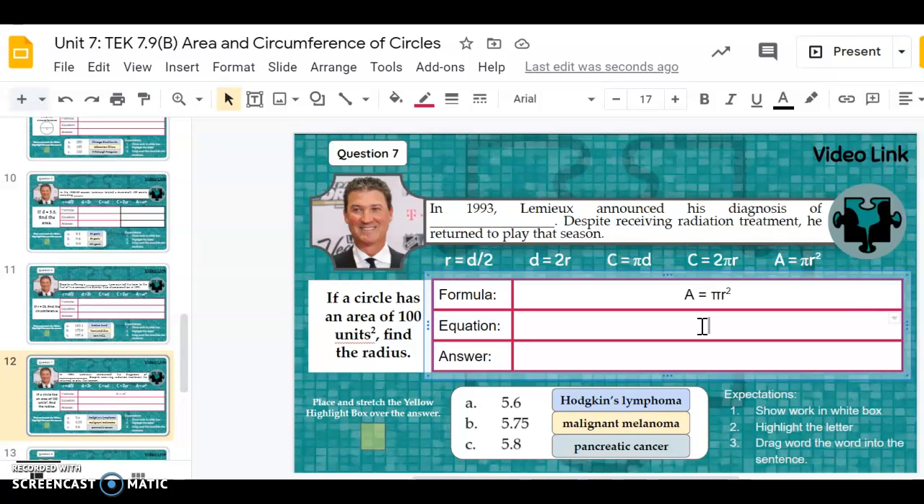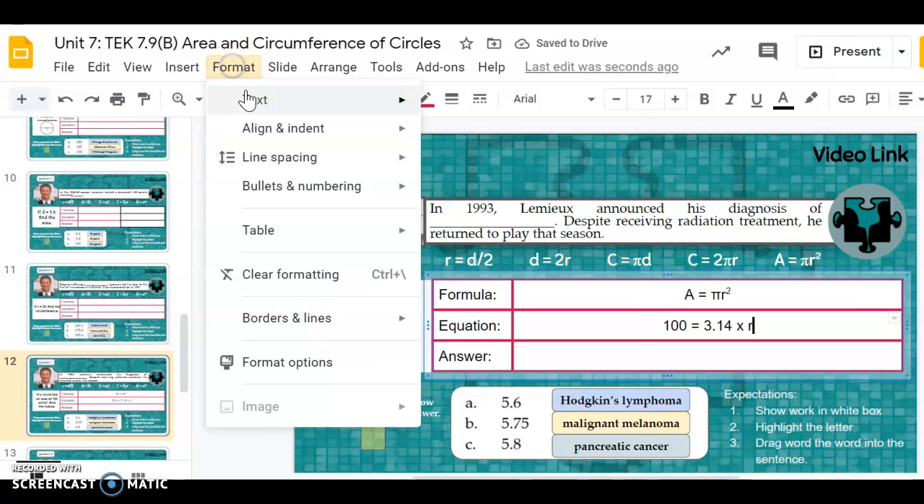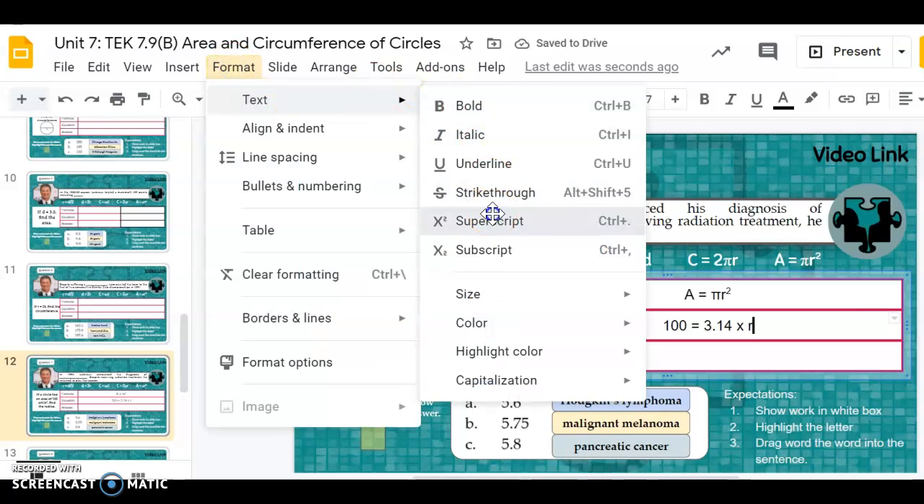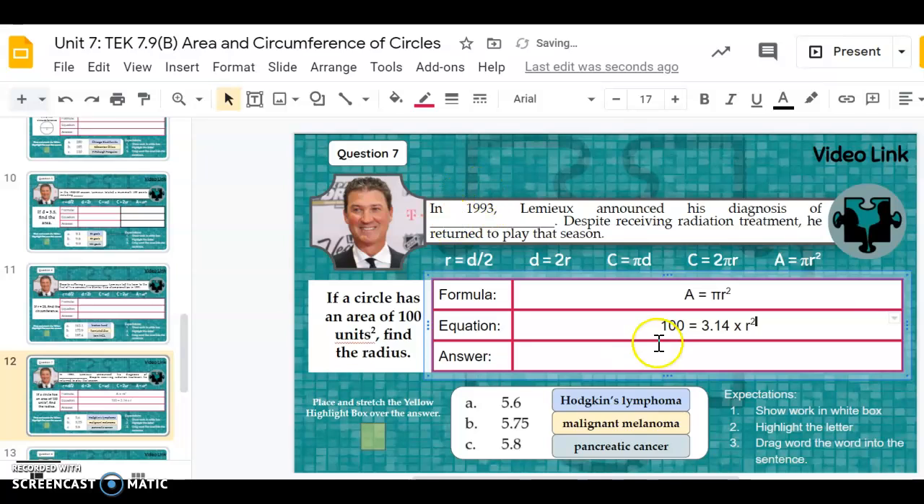Now I need to fill in what I know. This is how you can relax a little bit. You just fill in what you know. My area is 100 equals pi is 3.14 times r squared. Now I'm going to just put in that little r like that. That is what I know. I know that right there.